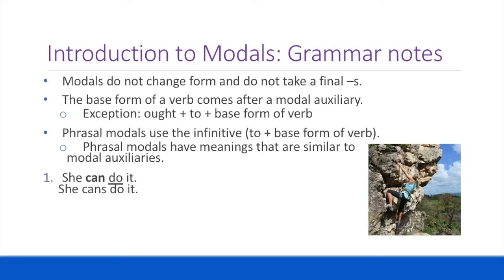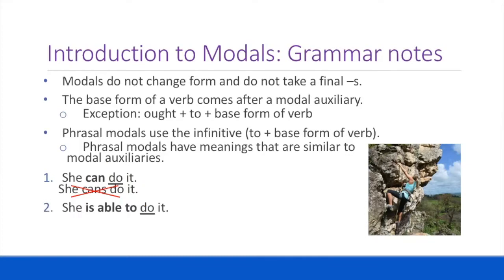Here are some examples. She can do it. So in this sentence, can is the modal, and we have do, which is the base form of the verb. And this can is a modal auxiliary. Now, can I say she cans do it? Nope. You cannot add an S or any ending onto a modal. I also cannot say she can does it or she can doing it. The main verb is in the base form. It does not change either.